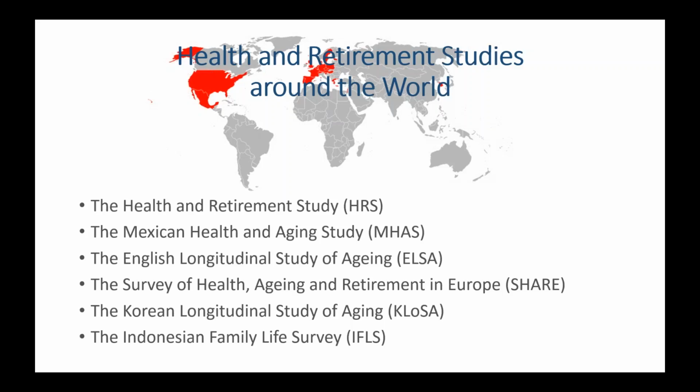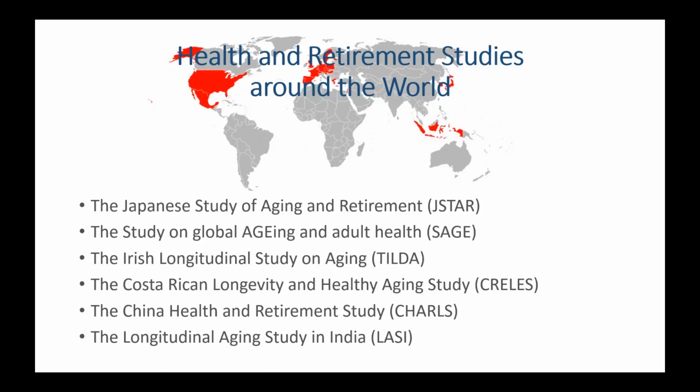The Korean Longitudinal Study of Aging was the first Asian country to be added to these data sets. It started at age 45, so a little bit earlier than the others, in the Republic of Korea, or South Korea, and that started in 2006. In 2007, a survey which actually started earlier, called the Indonesian Family Life Survey in Indonesia, was made comparable to this HRS set of surveys.